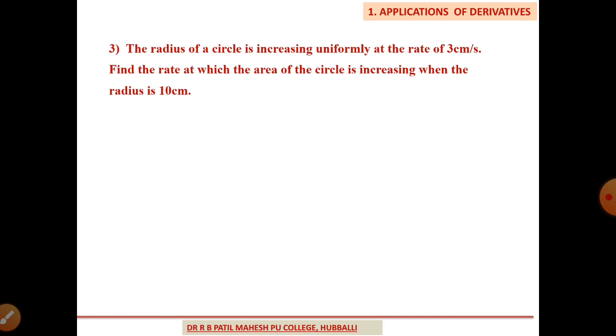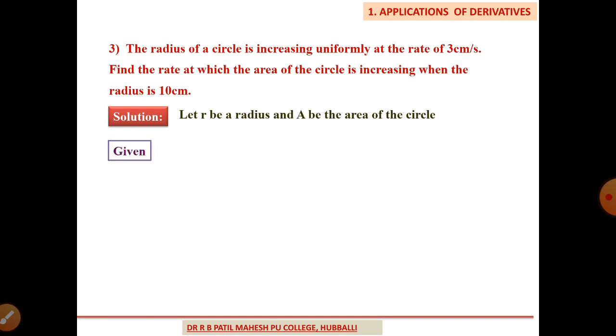So first you write down the given terms. You can start with, let r be the radius and A be the area of the circle. And what is the given term here? The radius of the circle is increasing uniformly at the rate of 3 centimeter per second. This is the given term.